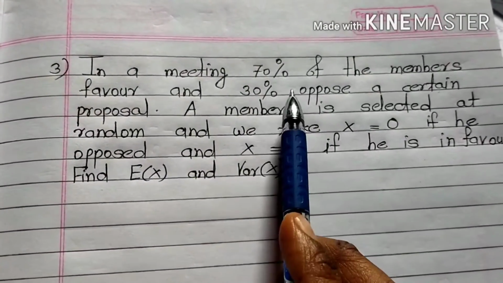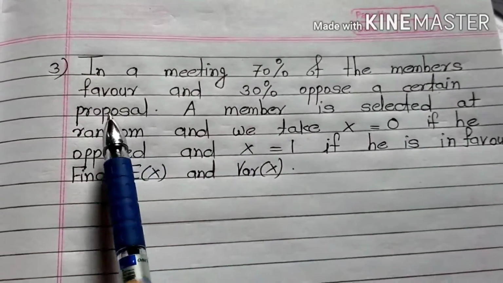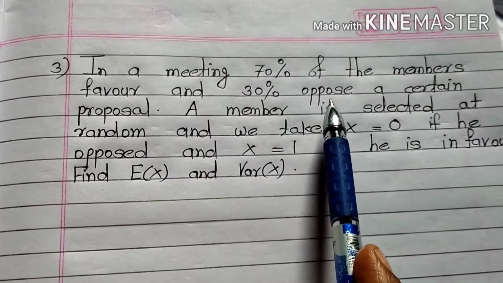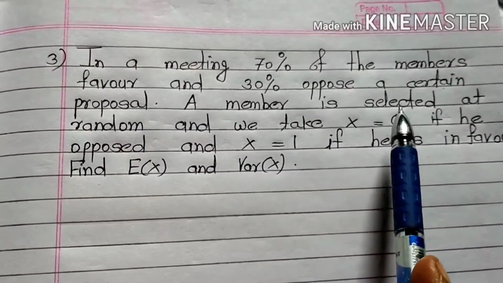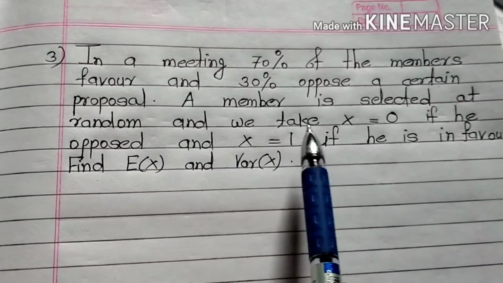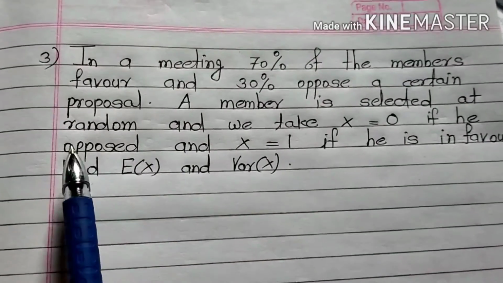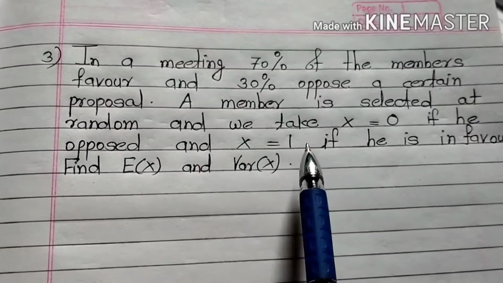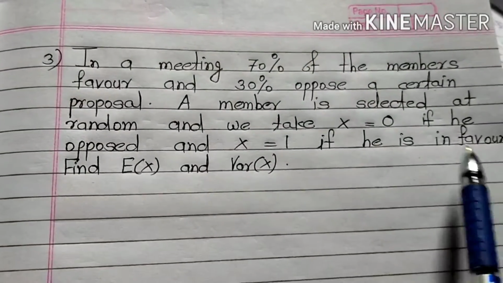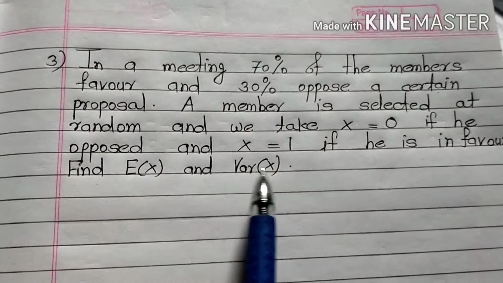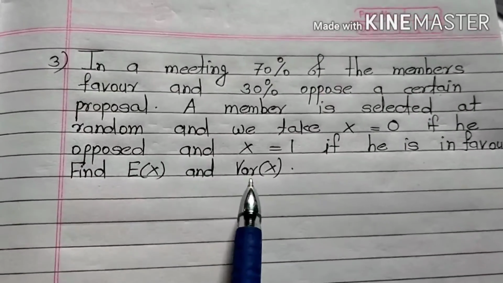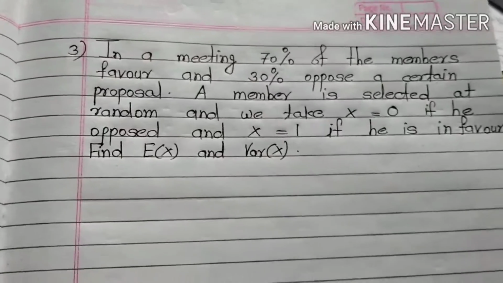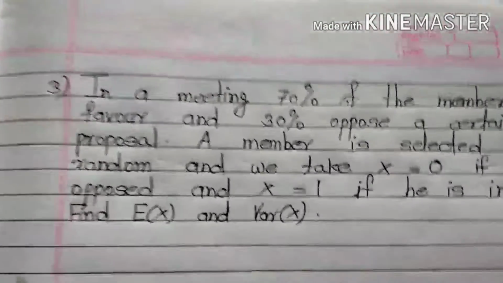In a meeting, 70% of the members favor and 30% oppose a certain proposal. A member is selected at random and we take x equal to 0 if he opposes and x equal to 1 if he is in favor. So find E(x) and variance of x, means expected value and variance of x. So let us start to solve.